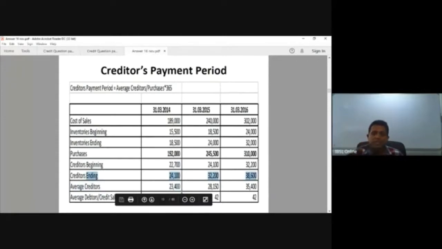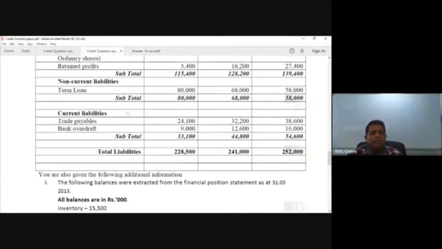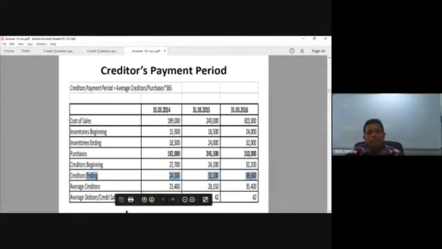Then the ending figure, you have to go to the balance sheet and take. Creditors are given in the balance sheet, under trade payable, under current liabilities: 24,100, 32,200, 38,600. Then take the total and average it up and calculate the creditors payment period. How do you calculate? You take the average creditors, divide it by purchases, into 365.